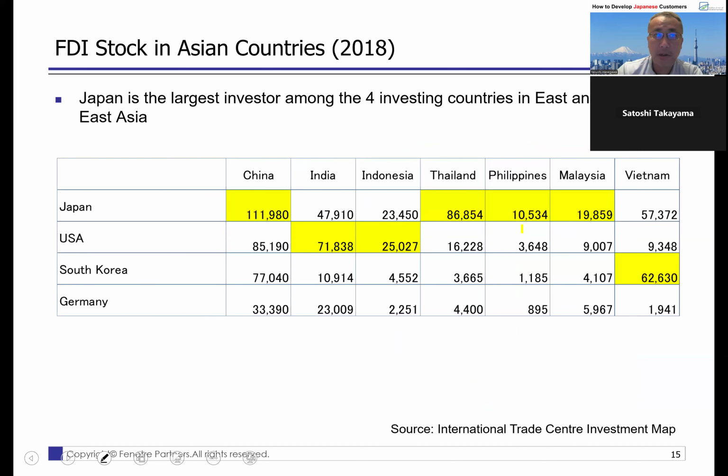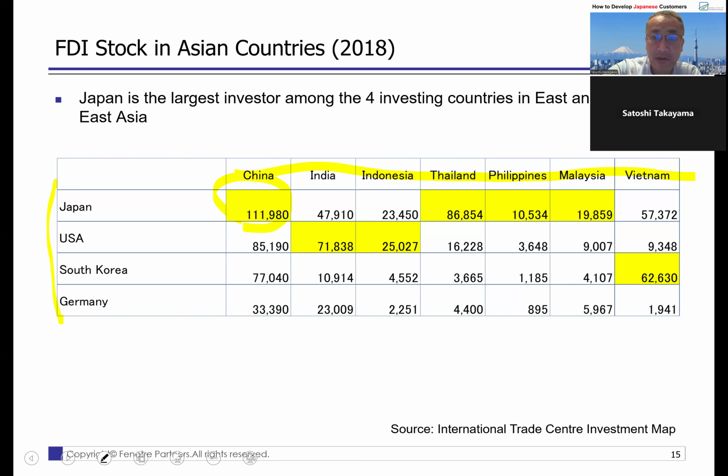And this is additional information about FDI stock in Asian countries. These guys are investors, and these guys are destination. So Japan is the biggest investor to China, which means if you do business development in China, you often encounter Japanese companies, but decision makers are not there, they are in Japan.